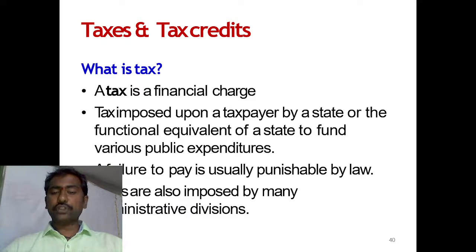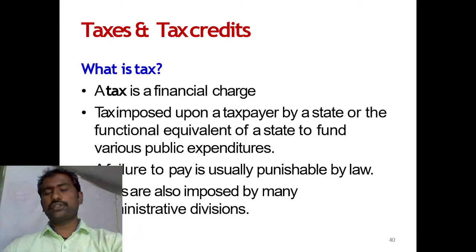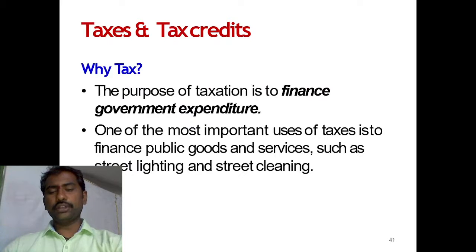Taxes are also imposed by many administrative divisions. The purpose of taxation is to finance government expenditures. The government also has some expenditures, and for those expenditures the tax is collected from various people. One of the most important uses of taxes is to finance public goods and services such as street lighting and street cleaning.